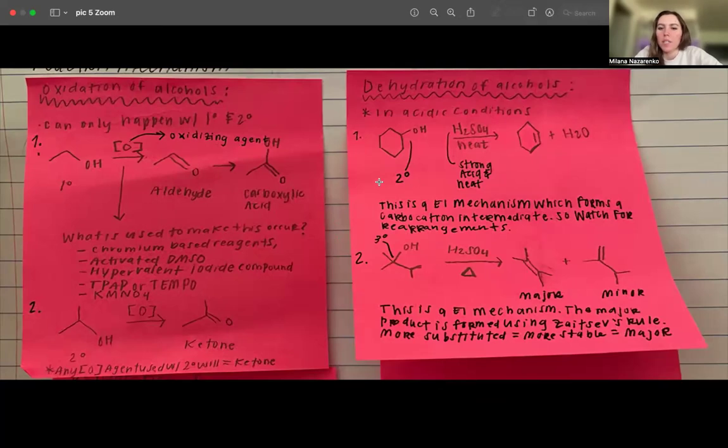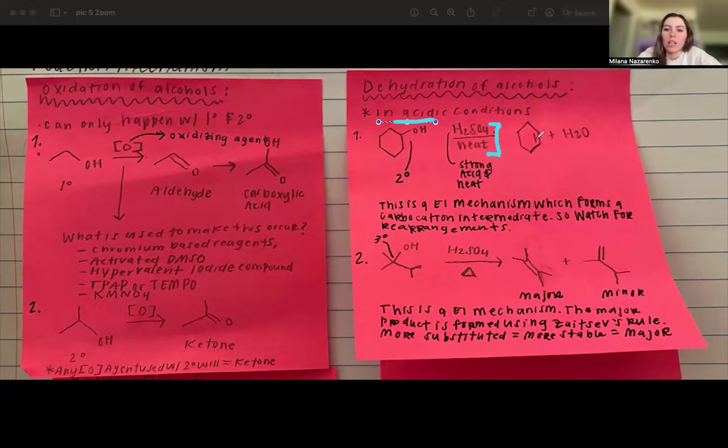So what ends up happening in a dehydration reaction in acidic conditions, where's my little crayon? Under acidic conditions. Okay, there we go. Under acidic conditions, which is going to be our strong acid and heat, if I'm a second degree alcohol, I'll form this cycloalkene with water.